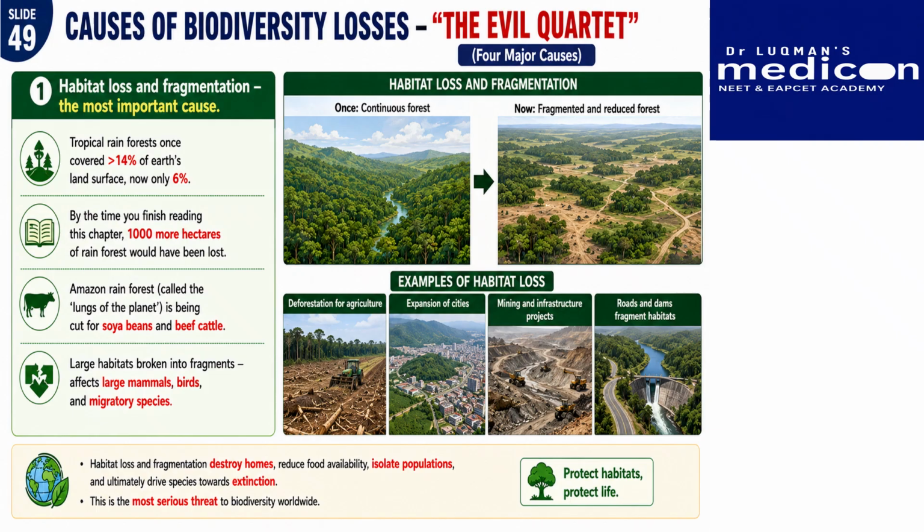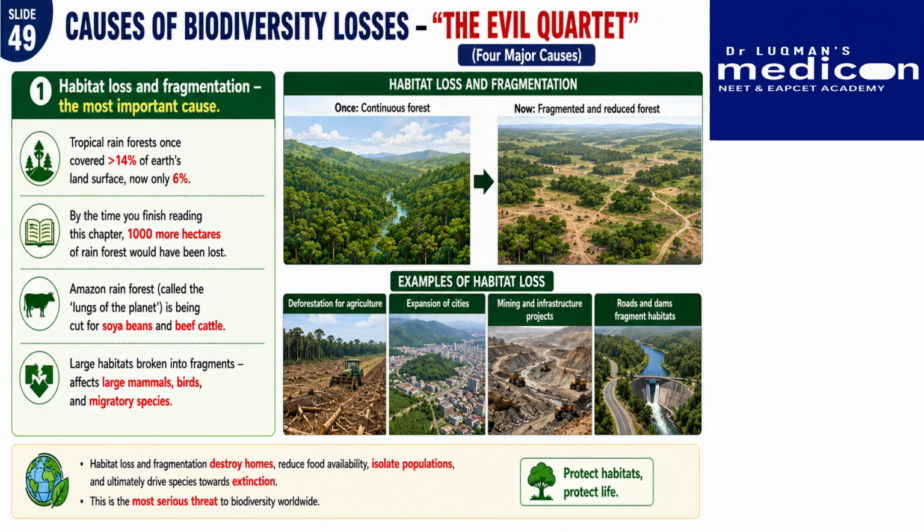Tropical rainforest once covered more than 14% of the earth's land surface, now only 6%. By the time you finish reading this chapter, 1000 more hectares of rainforest would have been lost. It means every hour. The Amazon rainforest, called the lungs of the planet, is being cut for soya beans and beef cattle. Large habitats broken into fragments affect large mammals, birds, and migratory species. Because of habitat loss, all these things are affecting biodiversity. Remember, it was once a continuous forest, now it is being fragmented and reduced.